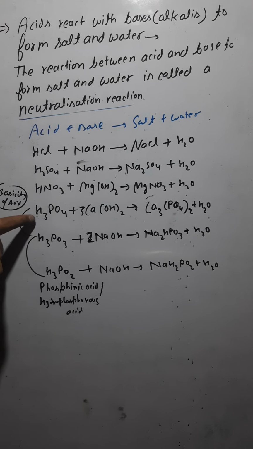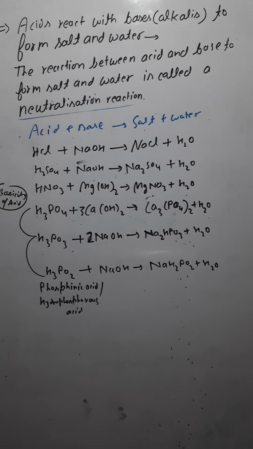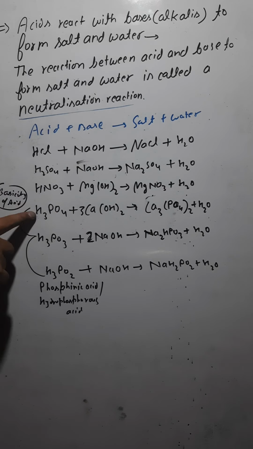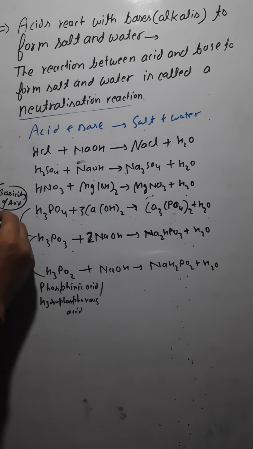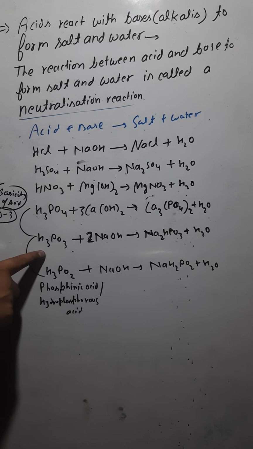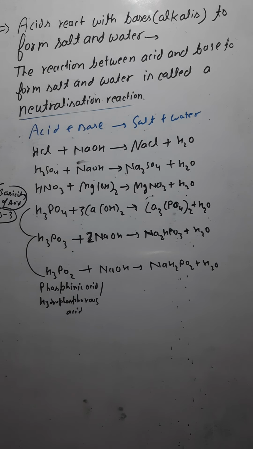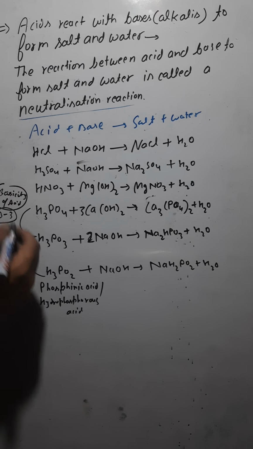So if I am asking you now, how many OH negative ions would be liberated by this H3PO4? I think 3 OH negative ions it is going to liberate. How many? 3. So the basicity of H3PO4 would be 3. Similarly here, phosphorus acid, how many OH negative ions is this one acid going to liberate from the base? I think 2 OH negative ions. So the basicity of phosphorus acid would be 2.